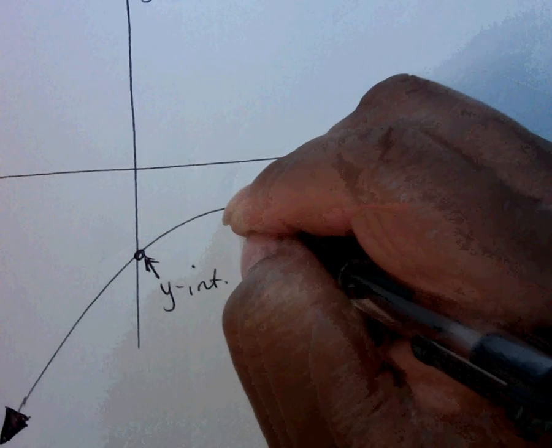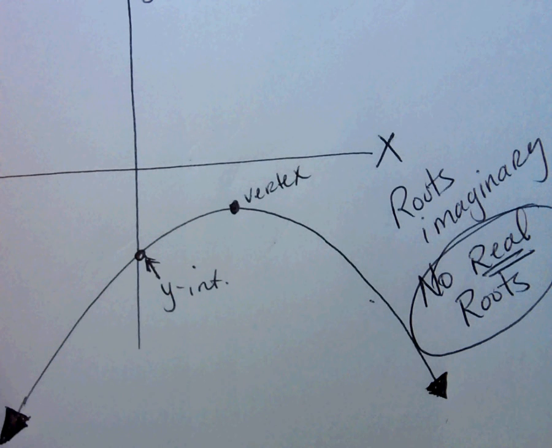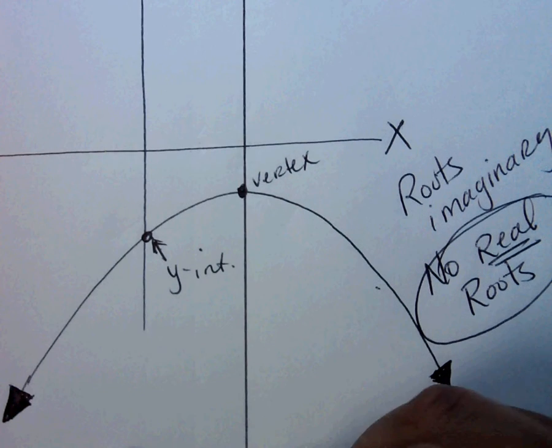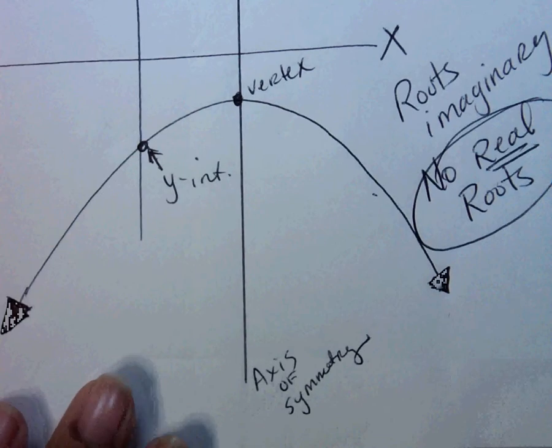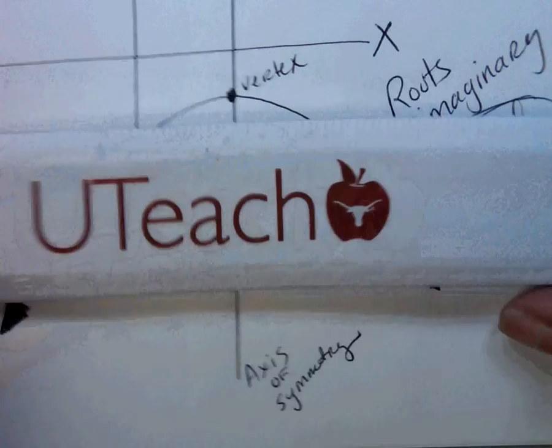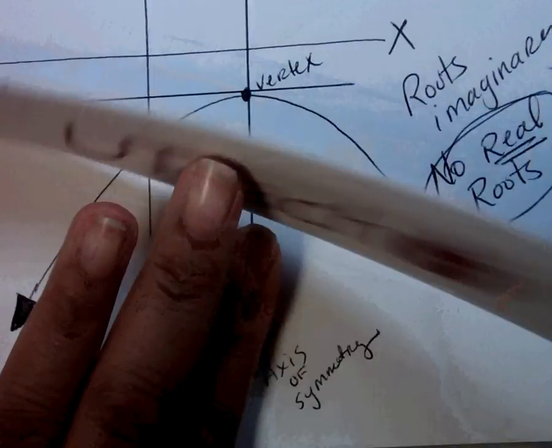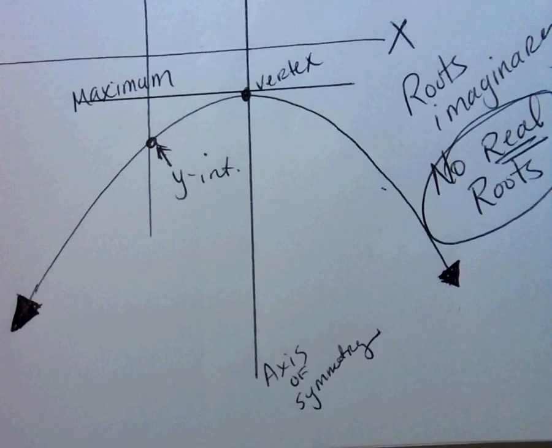It still has a vertex. Good job, Alexis. Good job. Okay? What's next? Axis of symmetry. Right down the middle. Ah, good. It has a maximum. Did we leave anything out? No, we're good.